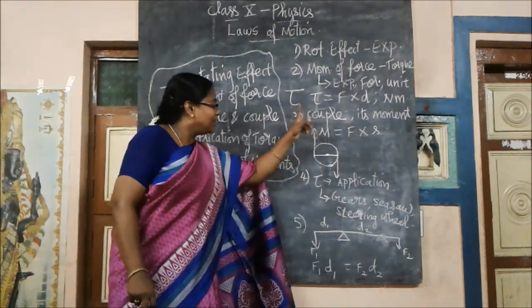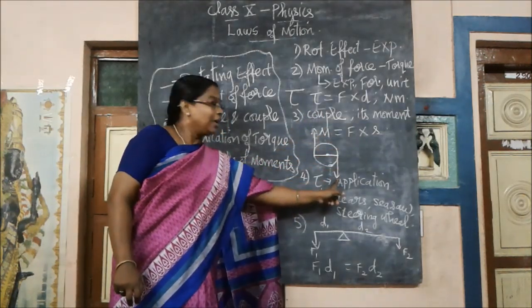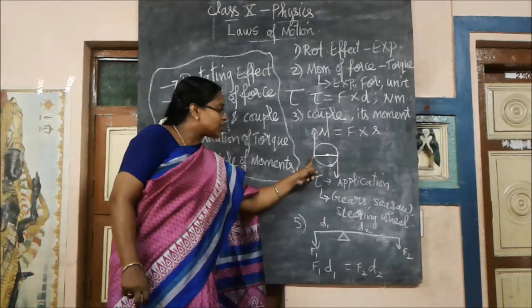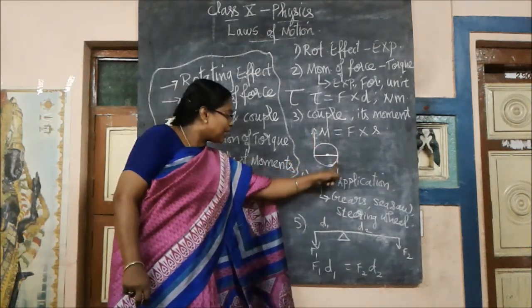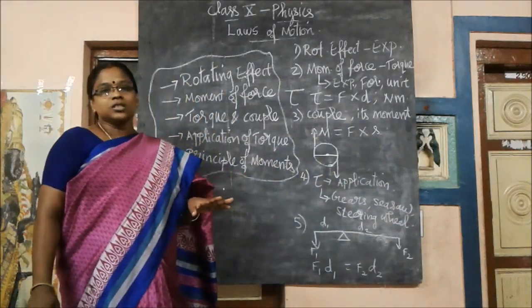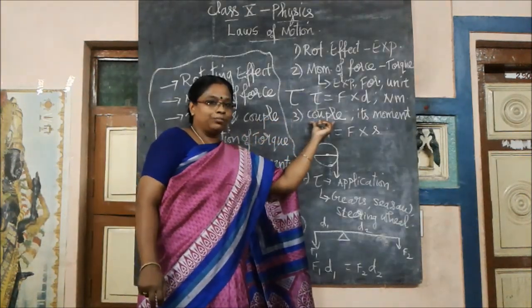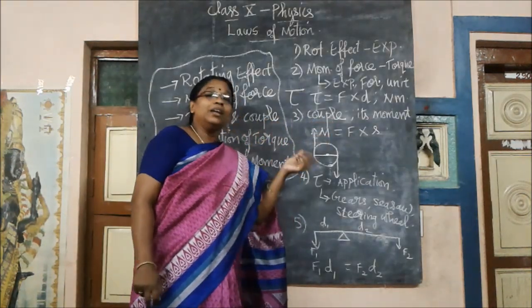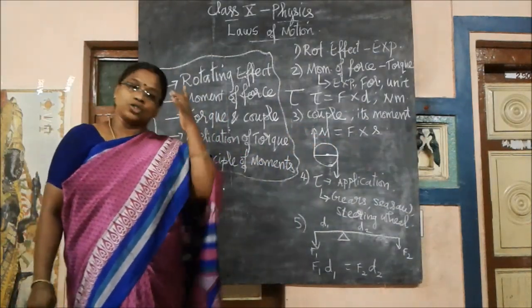Though it acts in two directions, diagrammatically we can explain it like this. One force will be acting in this direction and another force in the opposite direction. This will be the line of action of the first force and this will be the line of action of the second force. These lines of action will never coincide if it is a couple, right? And the couple forces will not produce translatory motion.